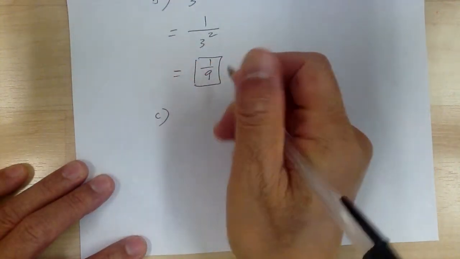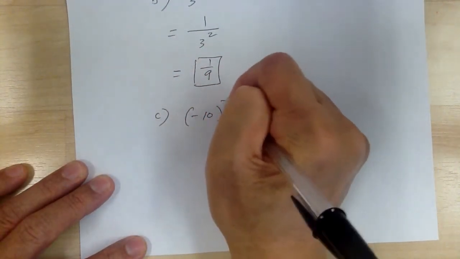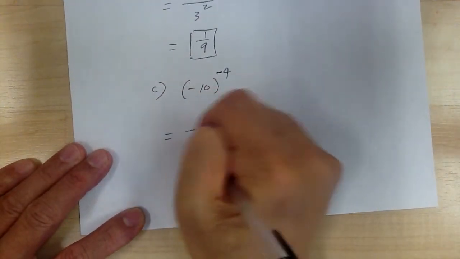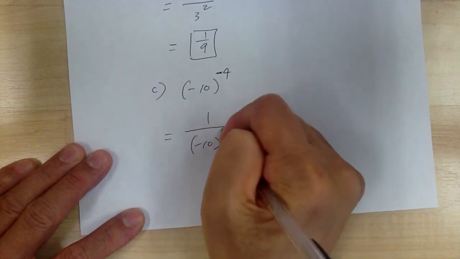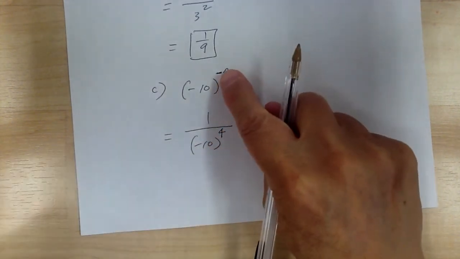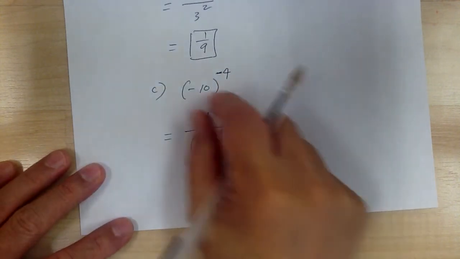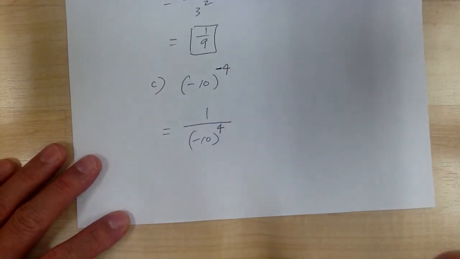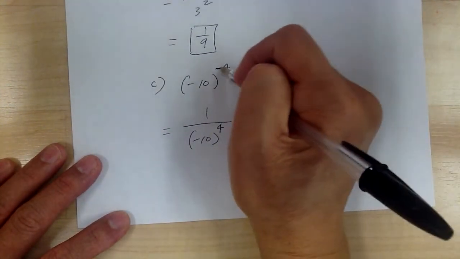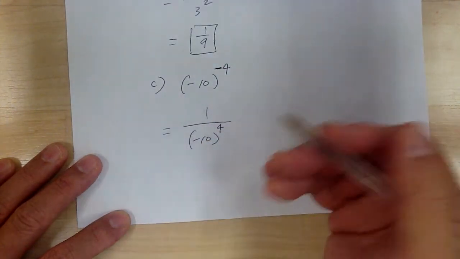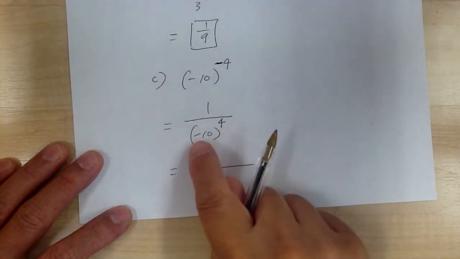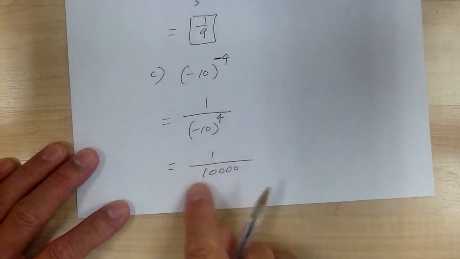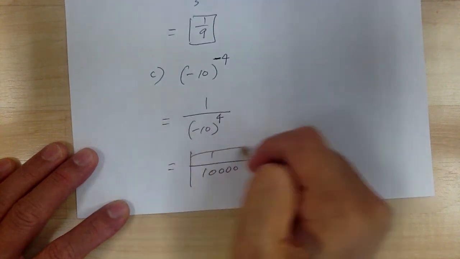Okay, let's go to C. You have negative 10 to the negative 4 power. First thing you want to do is flip it over. So this is equal to 1 over parentheses negative 10 to the 4 power. All you do is use the negative exponent to flip things over. Everything stays the same. Don't do anything else so you don't make mistakes. After you use the negative exponent to flip it over, then you can do other stuff. So negative to the 4th power is positive. 10 to the 4th power will give you 10,000, and that's your answer.